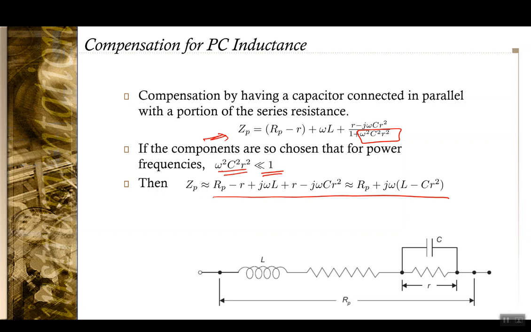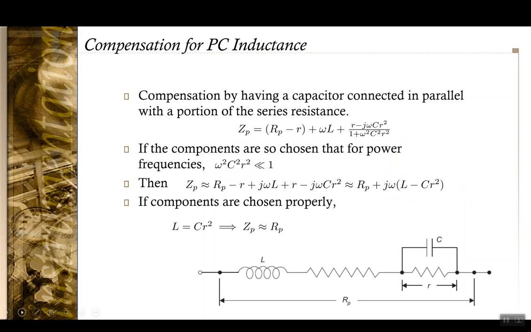Okay, and that has this R cancelling out, and the reactance part being very cleanly written. And now if this capacitance can be chosen in a manner such that L minus CR square goes to 0, then the overall impedance of this path becomes a resistance only.